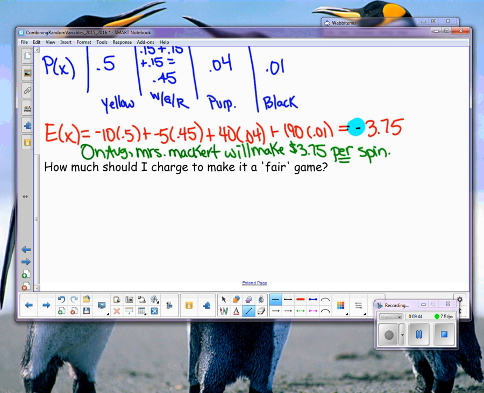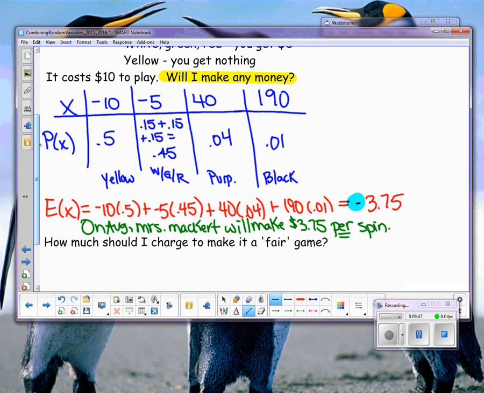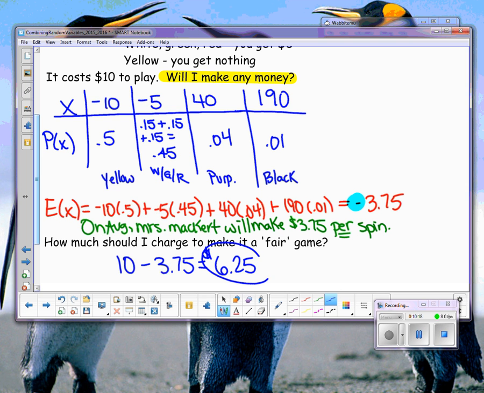No. I originally charged how much? $10. So I should charge how much? Nope. I should charge $6.25. Where'd that come from? If I initially charge $10 and they're losing $3.75, if I only charge $6.25, then on average now they're not going to lose any money. Does that make sense? Okay. So that would be how much I would need to charge to make it a fair game. Okay?